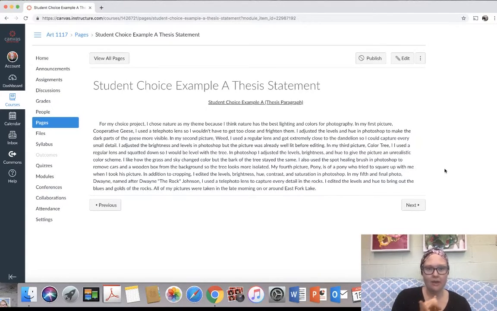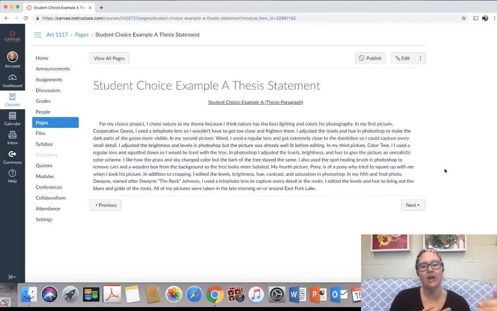So there you go. Number one, it's clear what they're taking pictures about, and also what they're writing. It says, in my first picture, cooperative geese, I used a telephoto lens so I wouldn't have to get too close and frighten them. I adjusted the levels and hues in Photoshop to make dark parts of the geese more visible. So they're specific. They're telling me exactly how they took the picture and what they did in the digital edits to change their picture around.